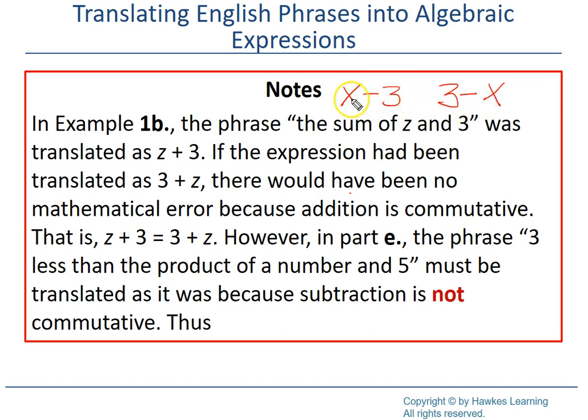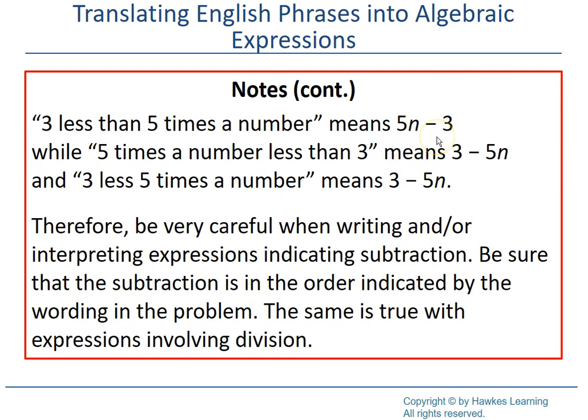When we do subtraction, subtraction is not commutative. That is, we just can't switch these things around. So be careful about this. I've seen where students mess up on this. And they're showing that here, that 5n minus 3 is not the same as 3 minus 5n. So be careful as you write these.